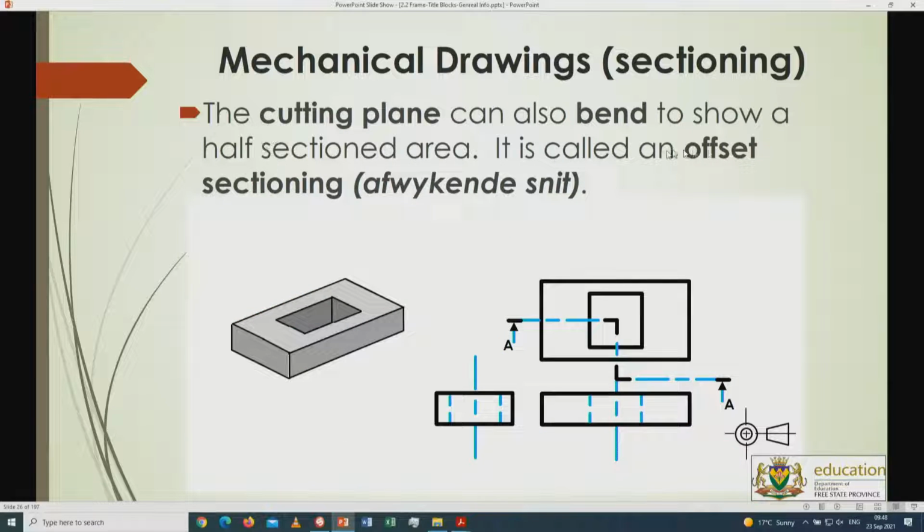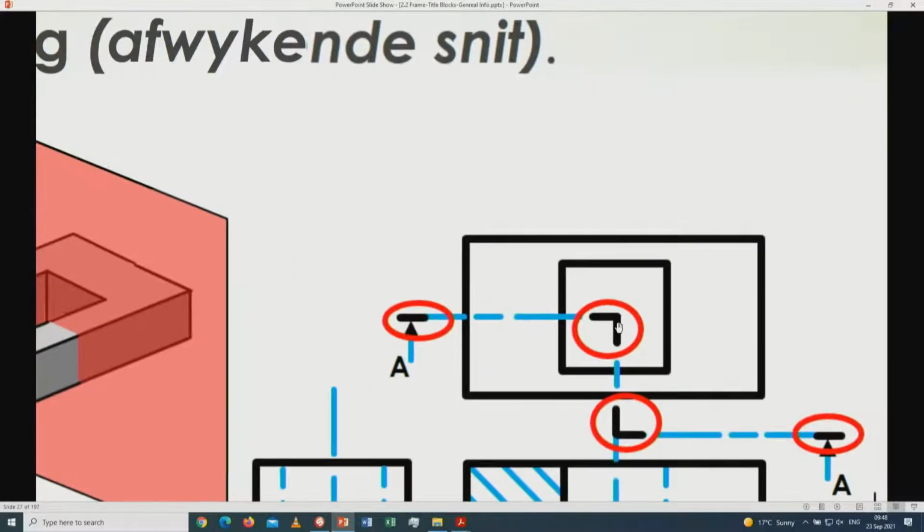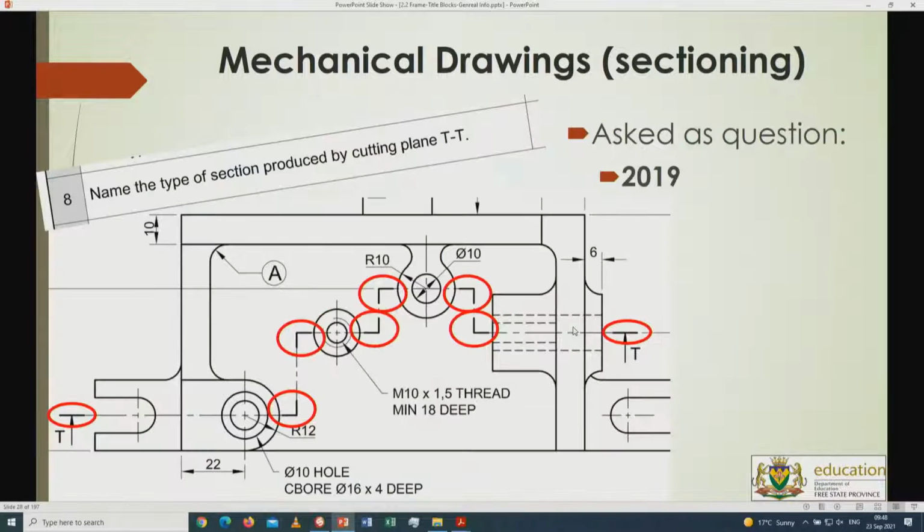This is an offset sectioning, ladies and gentlemen. That is a question that was asked many times in the past. So in other words, just the portion has been sectioned out, and that is what it points out to you. Only this part over here will be sectioned, and of course where it goes angled, it should have a darker end over here. There you can see the darker ends at that part over there.